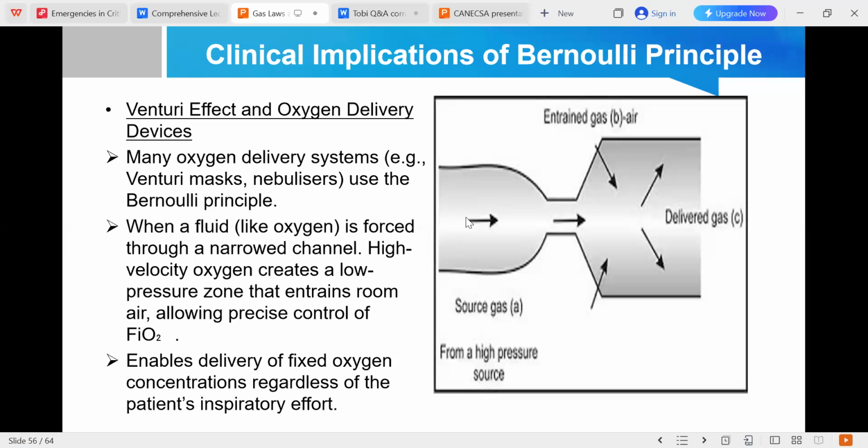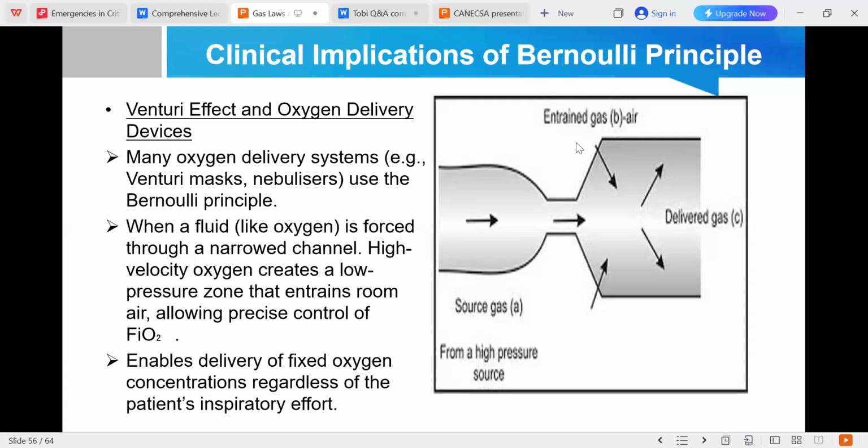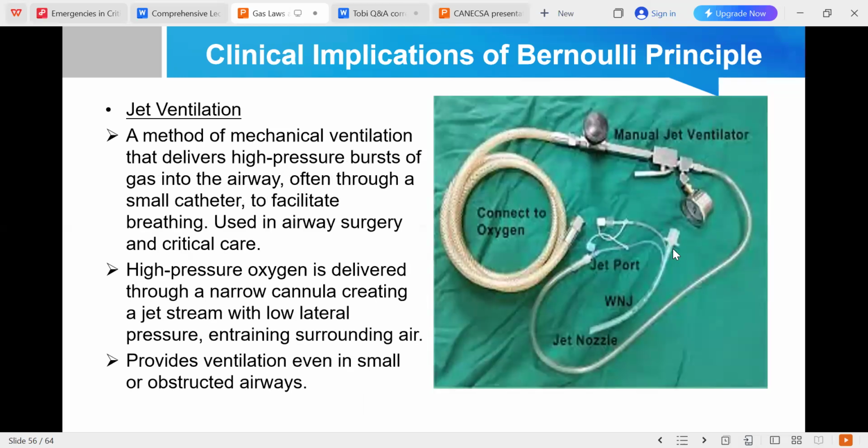Look at this, oxygen is flowing, but when it meets a constricted area, the velocity increases, kinetic energy increases, and because kinetic energy increases, potential energy must reduce. And if potential energy reduces, air will be entrained from outside, so that you can maintain the equal volume of gas to be delivered to your patient. So this is useful, especially in controlled oxygen therapy, and it also can be used, especially in jet ventilation.